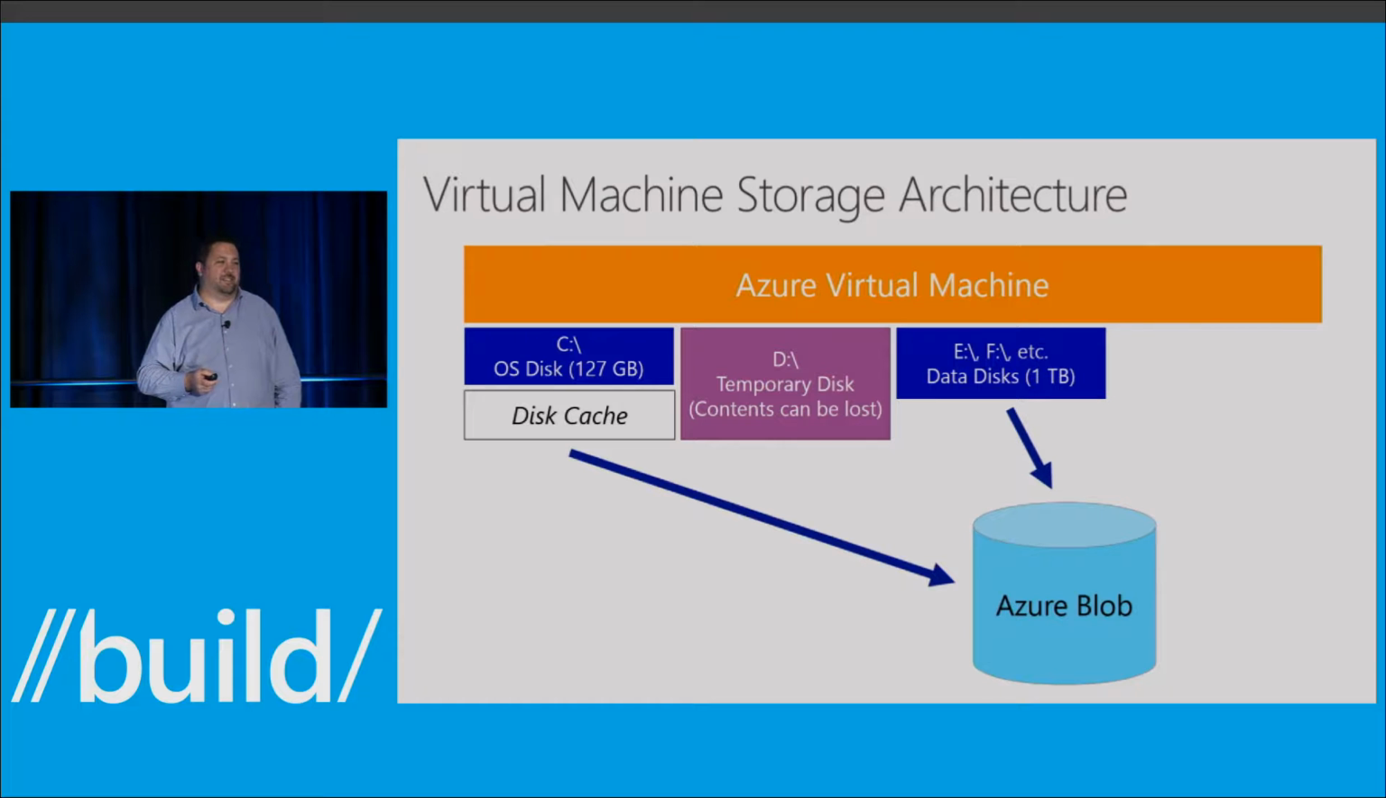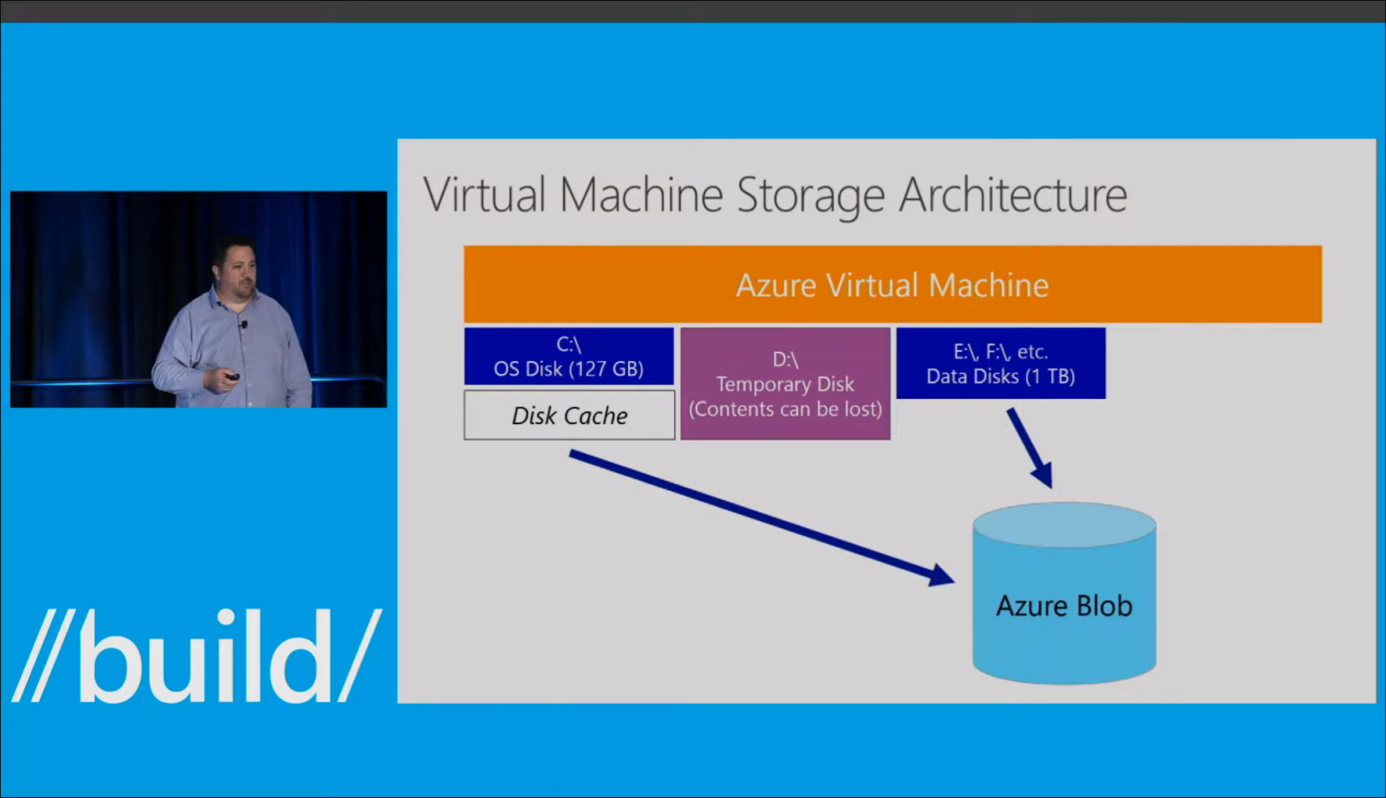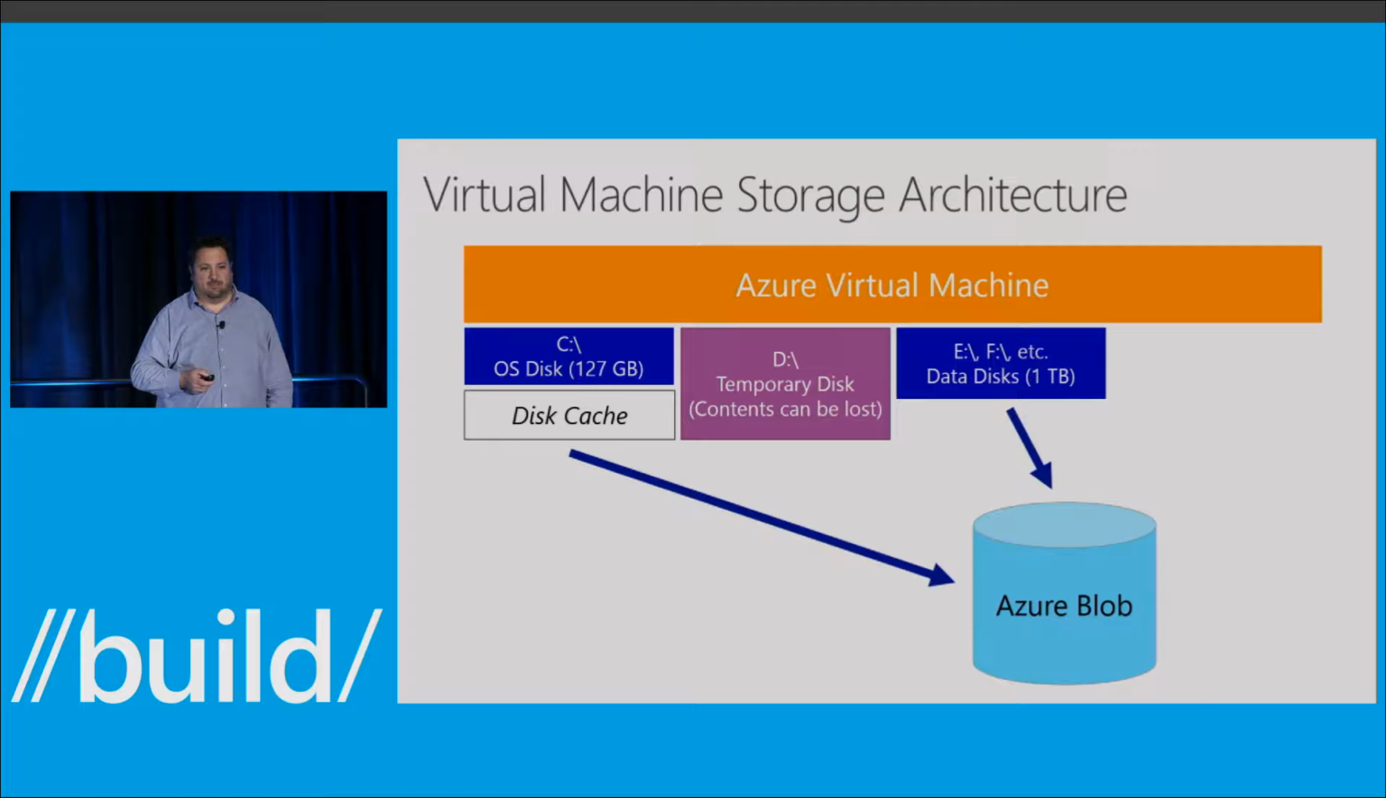So you can attach up to 64 additional data disks to a running virtual machine, and just like the primary system drive, it is based on the Azure Blob storage. This is the standard blob storage underneath.